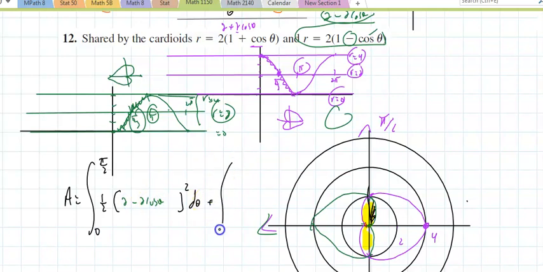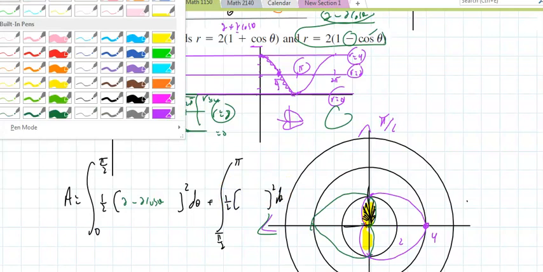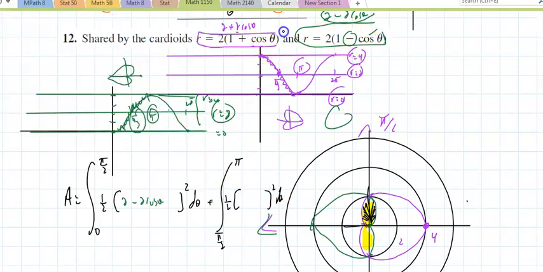Plus the integral from pi over 2. Do you see from pi over 2 and on, I'm going to run to the purple all the way to pi? That's going to be 1/2. And the purple is actually 2 plus 2 cosine of theta. And since I have 2 of those, I'm going to multiply the whole thing.